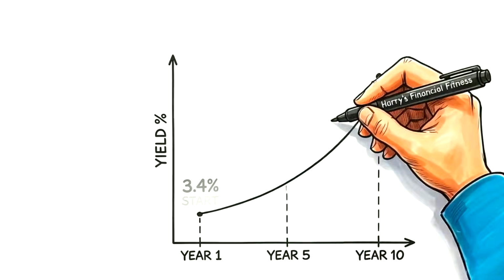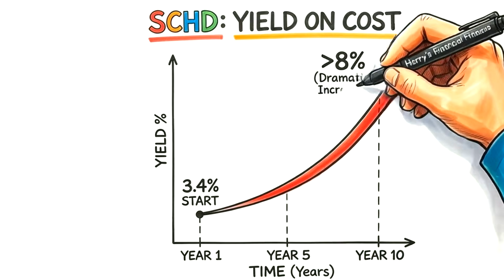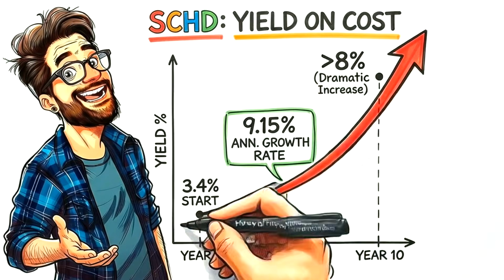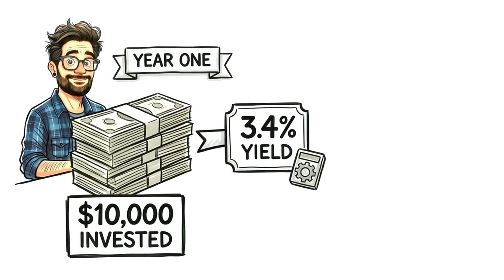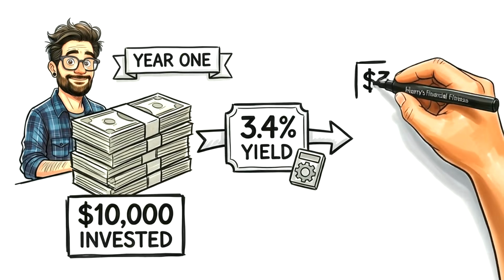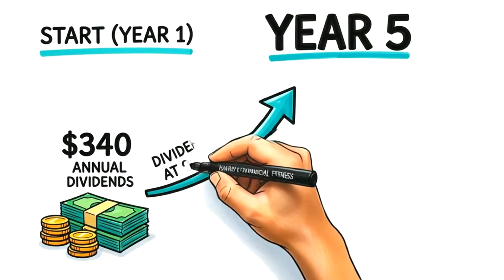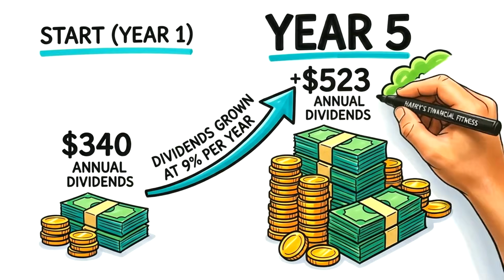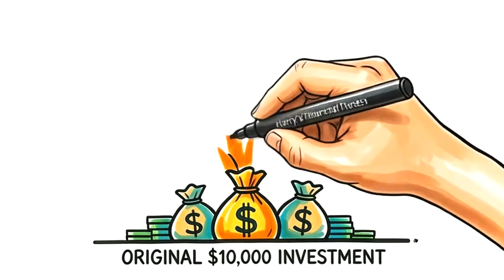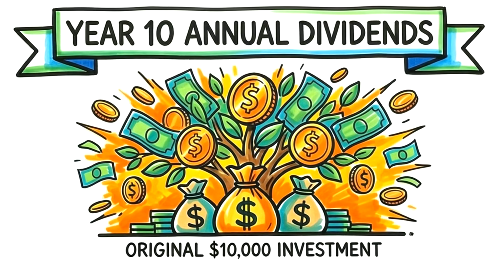See, SCHD's dividend growth rate of 9.15% means your yield on cost changes dramatically over time. In year 1, your 3.4% yield means every $10,000 invested generates about $340 in annual dividends. But by year 5, that same $10,000 investment, because the dividends have grown at 9% per year, is now generating roughly $523. And by year 10, that original $10,000 is potentially generating over $809 in annual dividends.